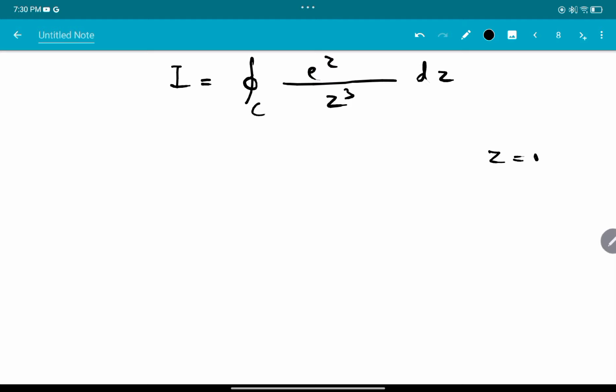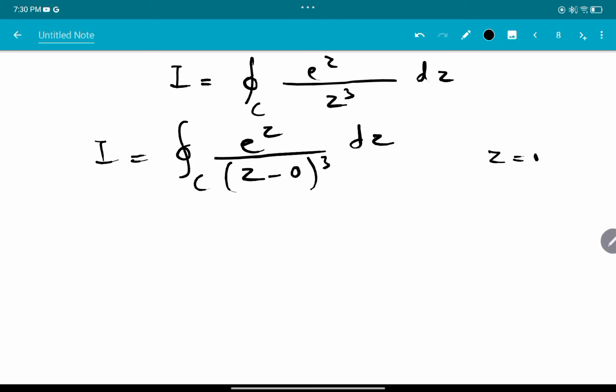It is, of course, not shown in the form that we are already familiar with, but we can recast it like this. We can write I is equal to integral over c of e raised to z divided by (z minus 0) whole cube dz. Now you can see there is a power other than 1 on this singularity. What do we do in this case?